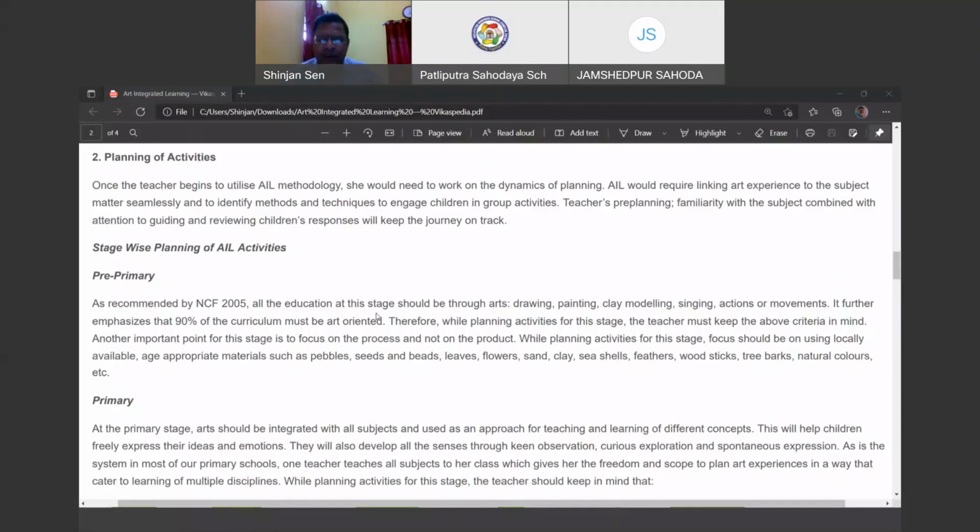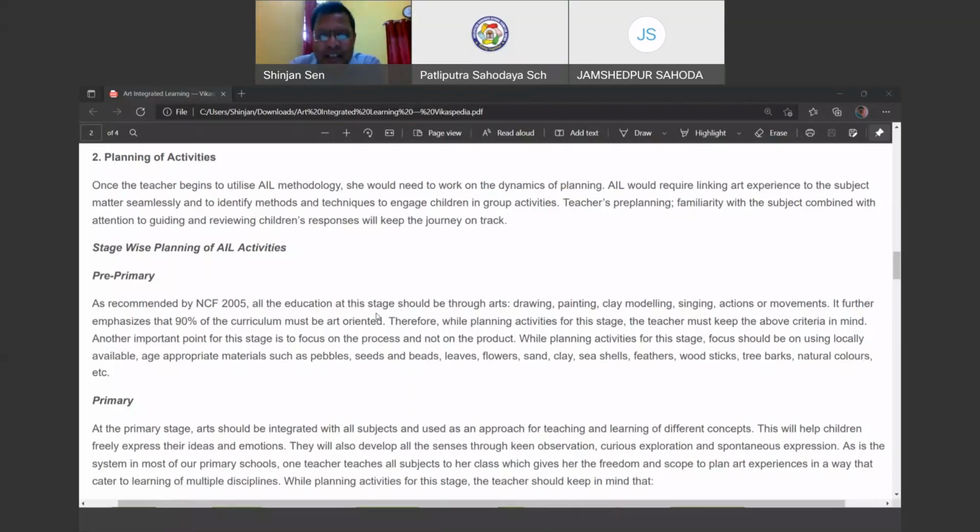Therefore, while planning activities for this stage, the teacher must keep the above criteria in mind. Another important thing for this stage is to focus on the process and not on the product. Yes, very, very important, respected teachers. Don't think about the product. What result will come? Please don't think about that. Think about the process. Because if the process is perfect, the result is bound to be good. Result is bound to be fruitful, a successful result, a satisfactory result. But the process needs to be learned, because once the process is learned, the concept is understood.